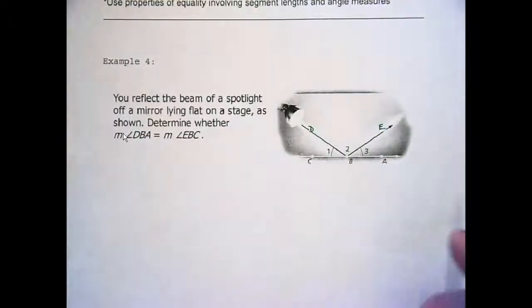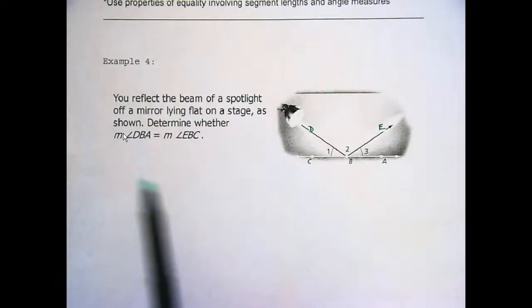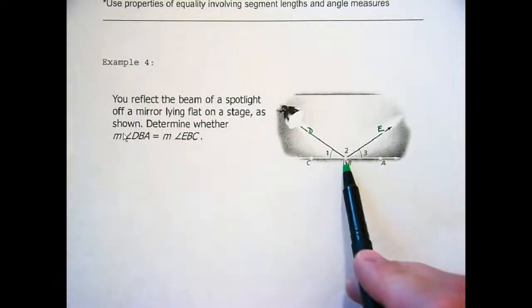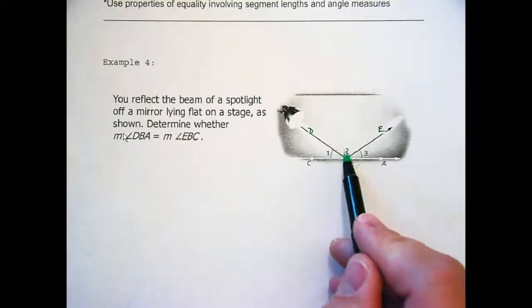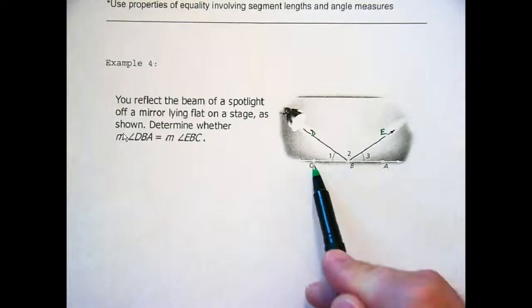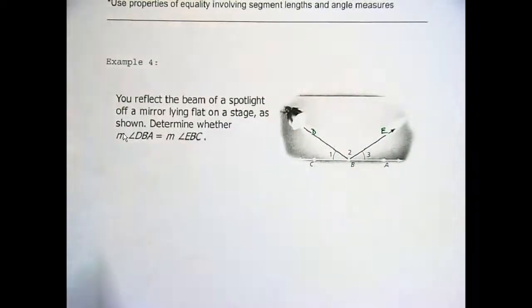So you reflect the beam of a spotlight off the mirror, lying flat on stage as shown. So you're trying to determine if DBA, so angle 2 and angle 3, is equal to EBC, angle 1 and angle 2. Okay? Anyone come up with a plan of attack there?